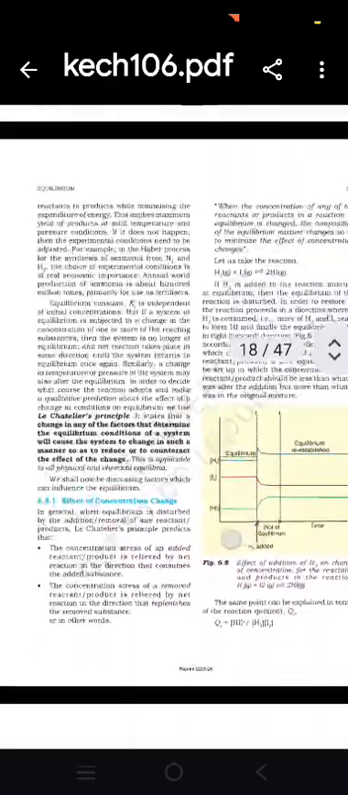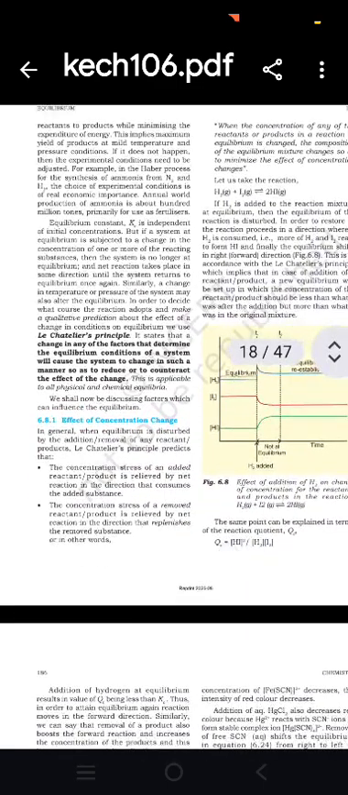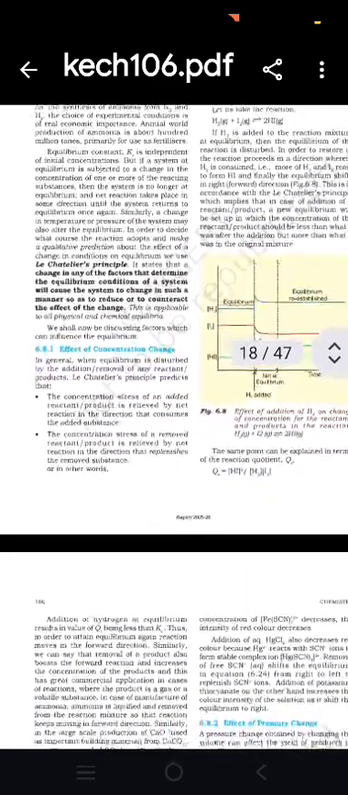Now we discuss the Le Chatelier principle. It states that any change in any factor that determines the equilibrium condition of a system will cause the system to change in such a manner as to reduce or counteract the effect of the change.